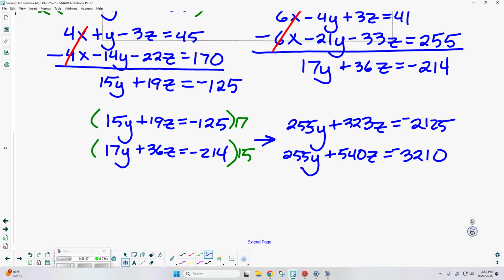That's okay. Got the same coefficient, so I'm going to subtract these. Those are going to cancel. So 323 minus 540. How many z's do I have? Oh, I got negative 217. Because remember, the 540 isn't negative, so we're not changing it to addition. Okay, so I got negative 217z equals. Now for the other one, we're subtracting a negative 3210, so we are going to add that. So 3210 minus 2125. I'm getting 1085. Is that what everybody's getting?